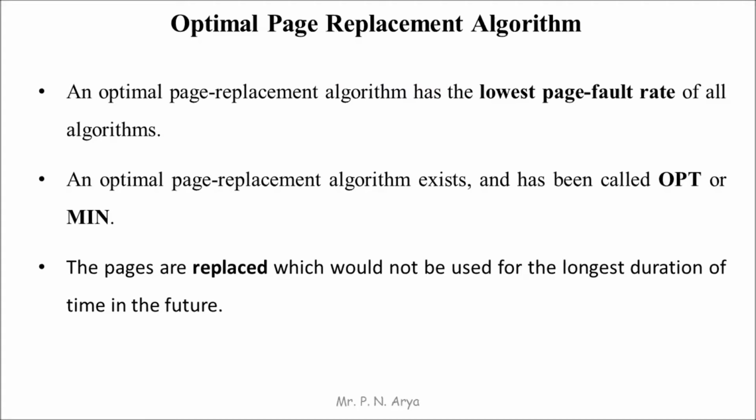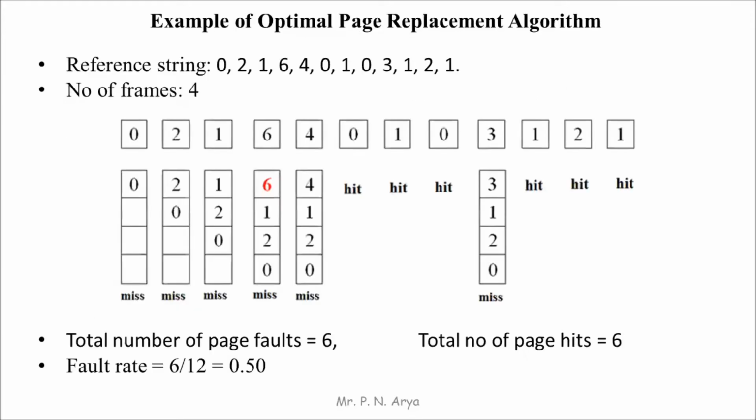Optimal page replacement algorithm. An optimal page replacement algorithm has the lowest page fault rate of all algorithms. An optimal page replacement algorithm exists and has been called OPT or MIN. The pages that would not be used for the longest duration of time in the future are replaced.